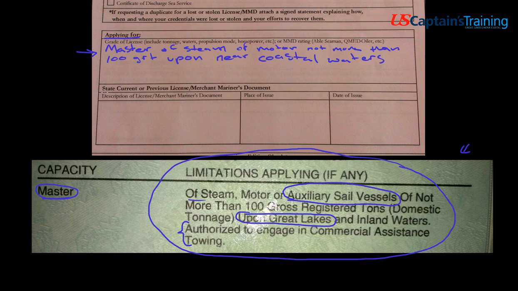Okay, and let's look at the very last sentence. State current or previous license merchant mariners document. If you're doing a renewal, you'll fill this space out. But if you're not doing a renewal, we're just doing this for an original license, so this is NA, not applicable, so you don't have to fill this out. So there we go. That is section 2 of the USCG application for a license of not more than 100 gross tons, and we will get on to section 3.